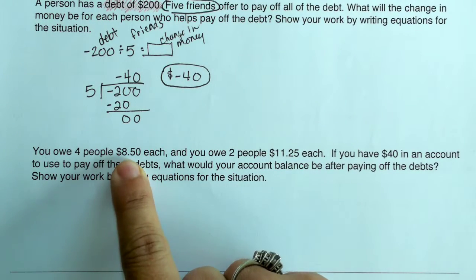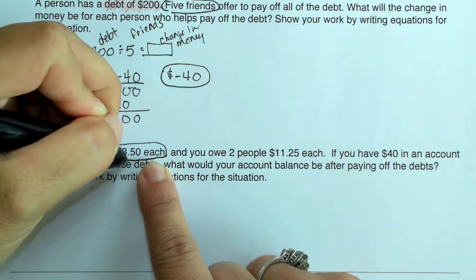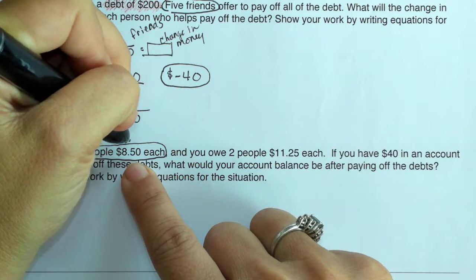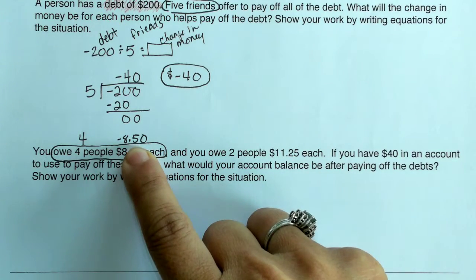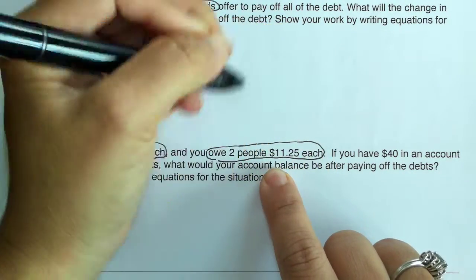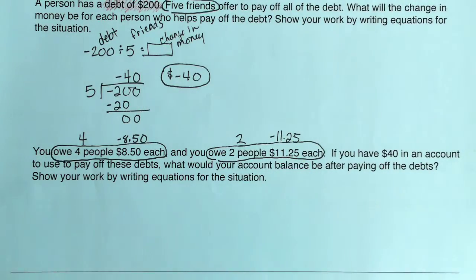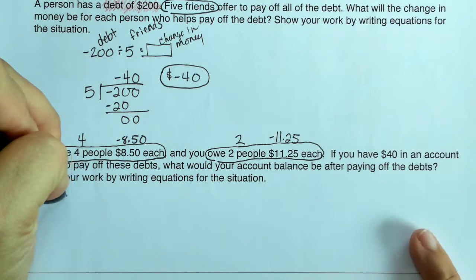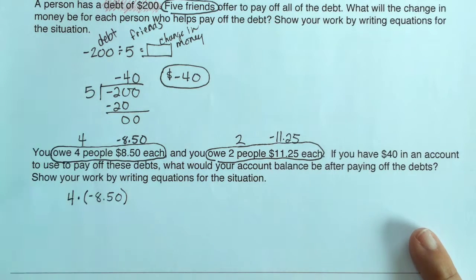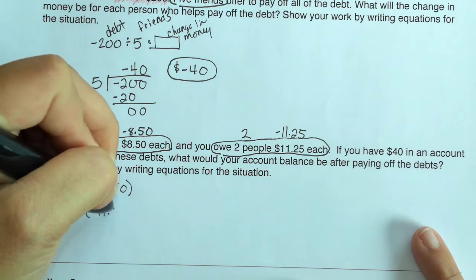You owe 4 people $8.50 each. Okay, so you have 4 people and you're going to owe them this $8.50, so it's going to be negative $8.50, right? And you owe 2 people $11.25. So 2 people and you owe them $11.25, so it's negative. Just writing out what that is in math language down here, I've got 4 times negative $8.50. And I also have 2 times negative $11.25.